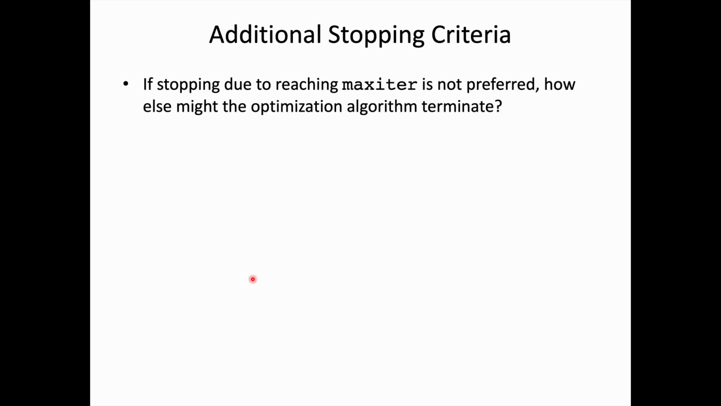If stopping due to hitting this limit is not the preferred way of stopping an algorithm, how else might we terminate an optimization algorithm? The ideal outcome is that we converge to an optimal solution. We want to terminate and find the solution, a local minimum that we are looking for. To proceed, we need to dig a little bit into what some of these terms mean.